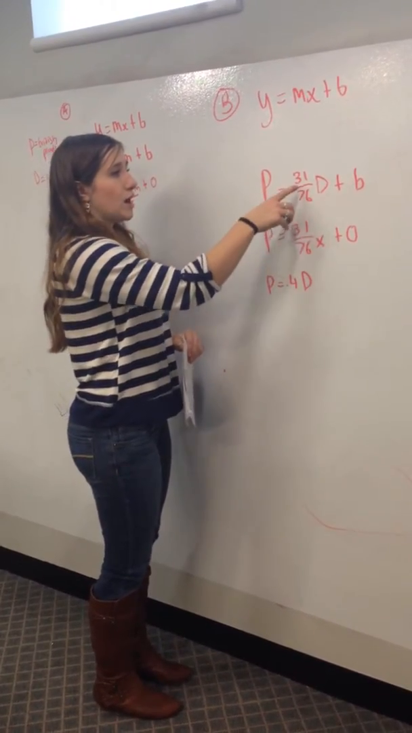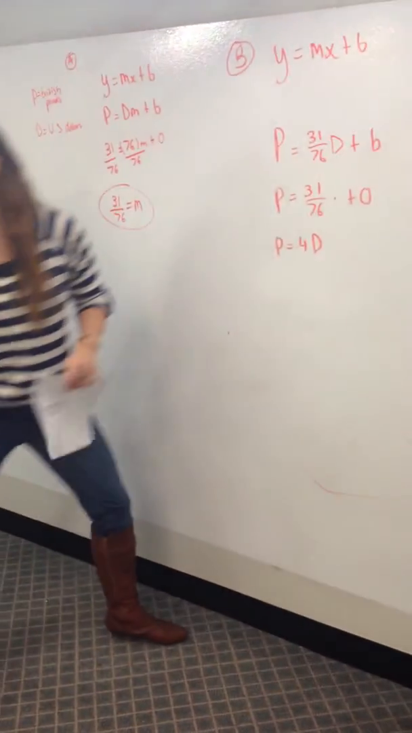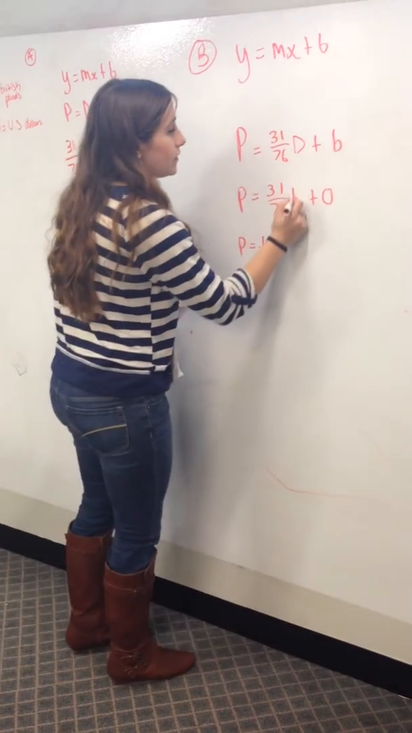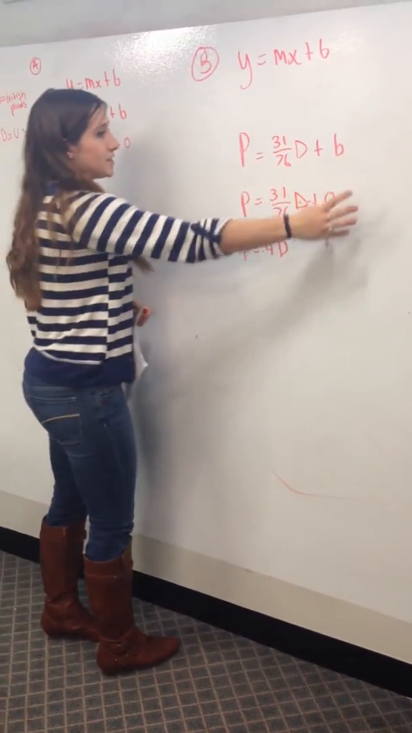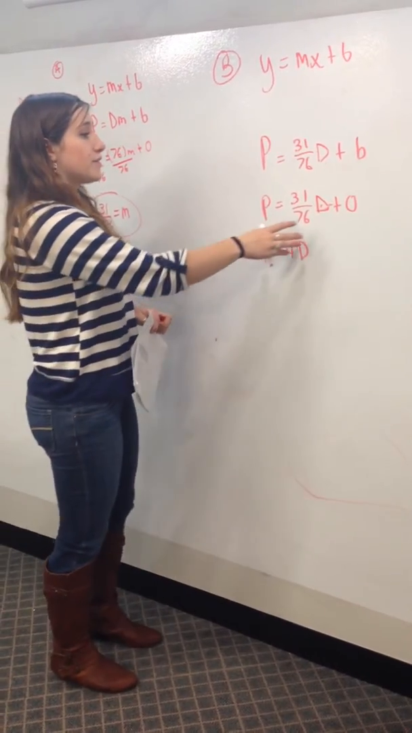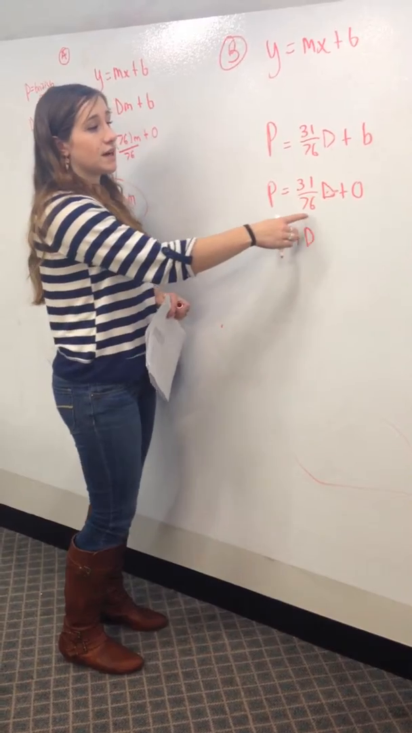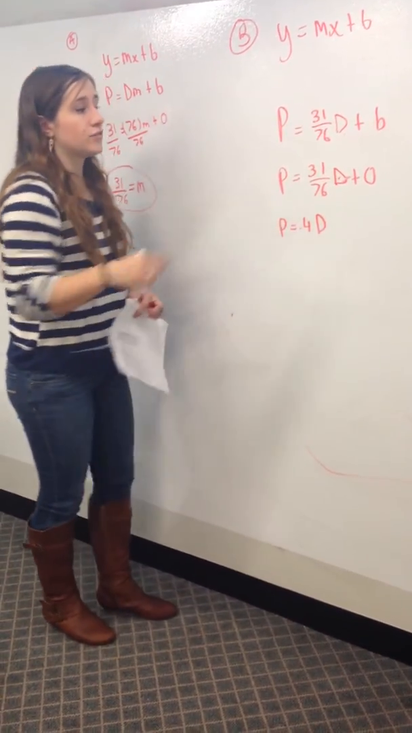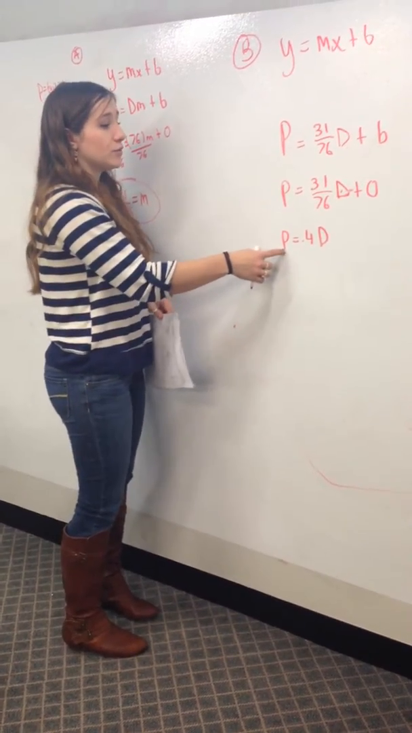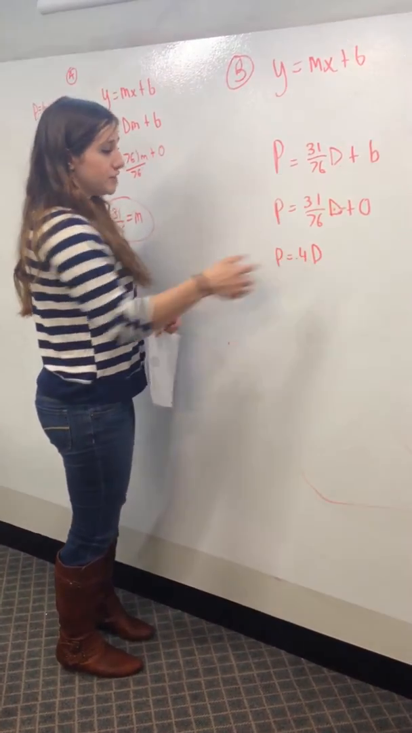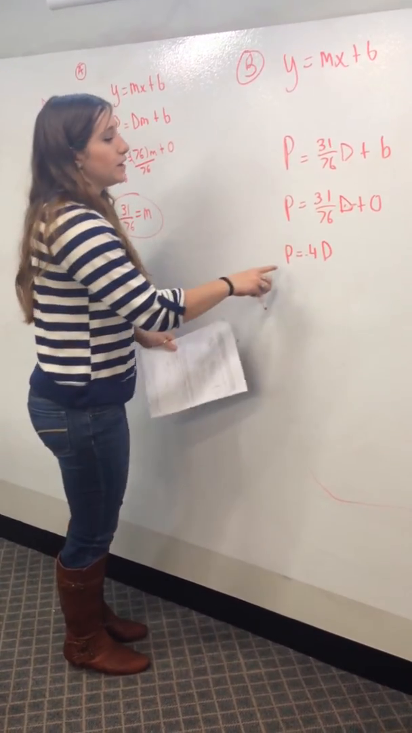And then we have our slope here, which is 31 over 76 with D. So then we can get rid of the 0 because that doesn't need to be there. And so now we're left with P equals 31 over 76 times D. Or, to not deal with the messy fraction, just turn it into a decimal. So now we're at P equals 0.4 times D. And that's our equation relating P and D.